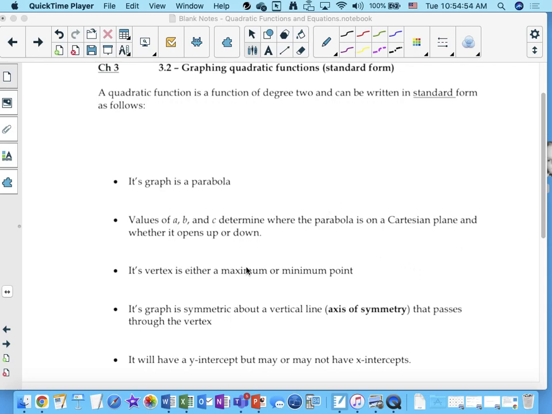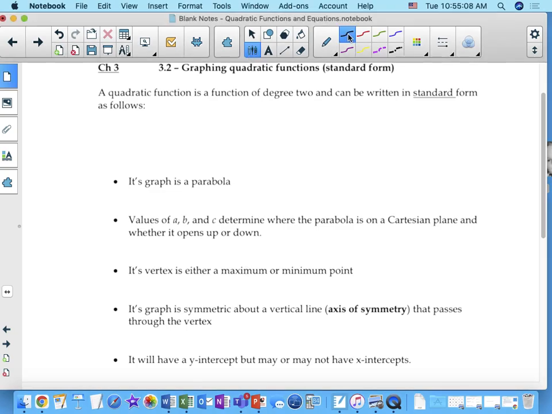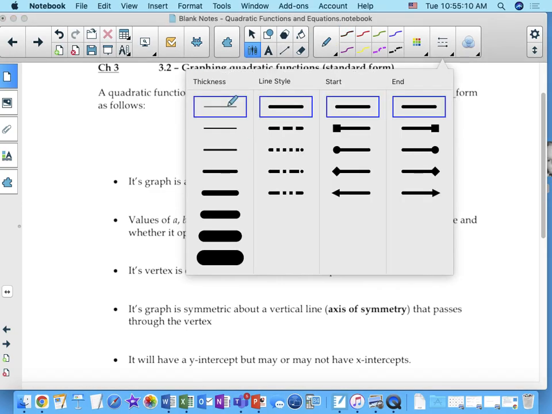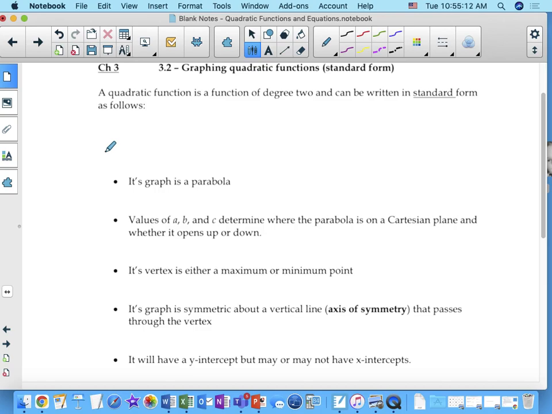All right. So a quadratic function is a function of degree 2. We talked a little bit about this yesterday, and it can be written in something called standard form. And standard form looks like this. It can be written in a variety of forms. And in fact, that's why we talked a little bit about factoring yesterday, right?